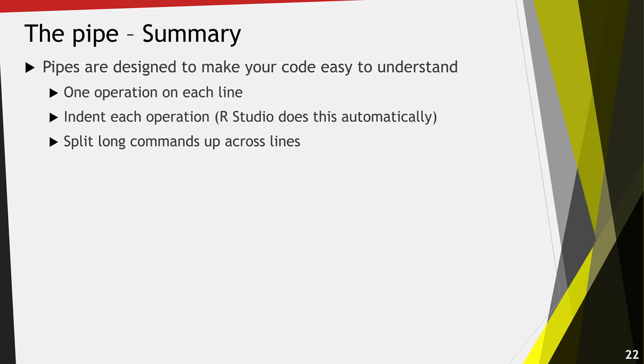So in summary, pipes are designed to make your code easier to understand. The way you're going to use them is to place one operation on each line. You'll indent your operations. RStudio does this automatically for you. And you're going to split up long commands across lines. Following this process will make your code easier to read and easier for people who are reading it to understand it.